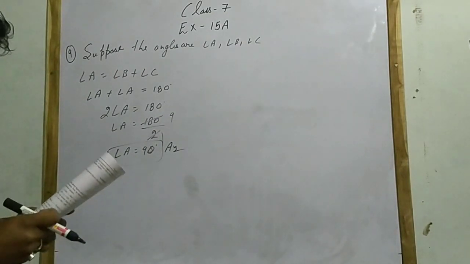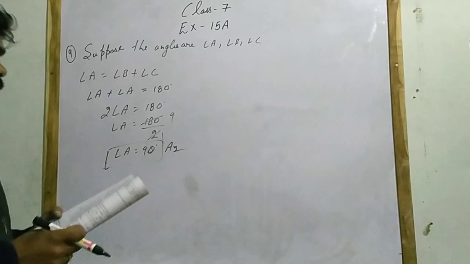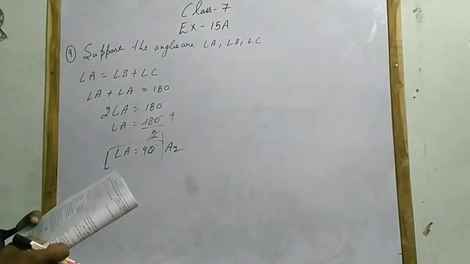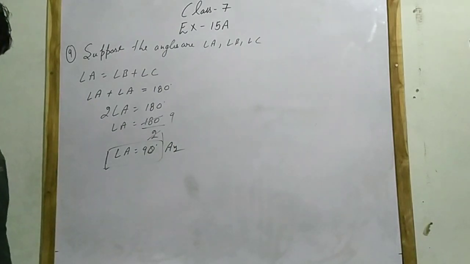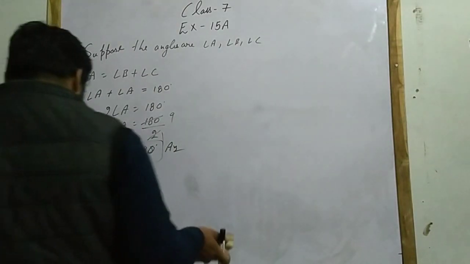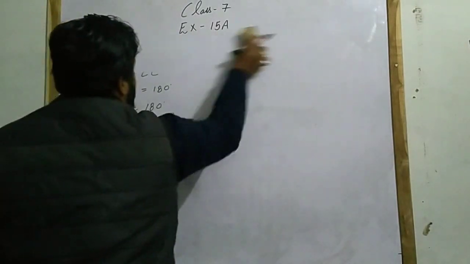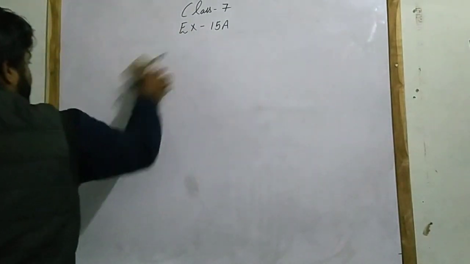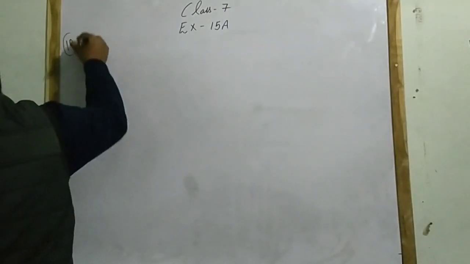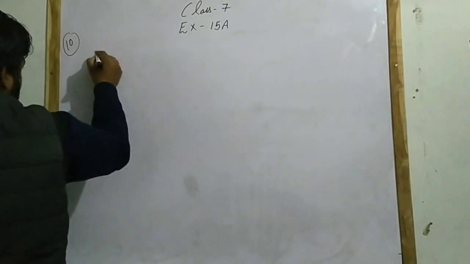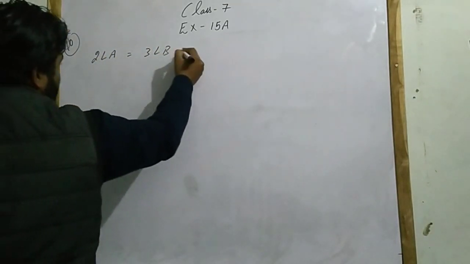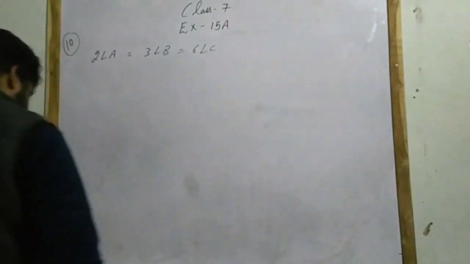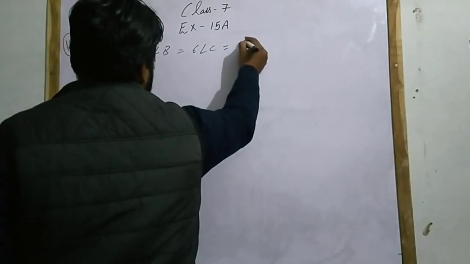Question number 10 is, in triangle ABC, if twice angle A equals to thrice angle B equals to 6 angle C, calculate angle A, angle B and angle C. We have to calculate here angle A, angle B, angle C. Twice of angle A equals to thrice of angle B equals to 6 of angle C equals to, we have taken here x degree.